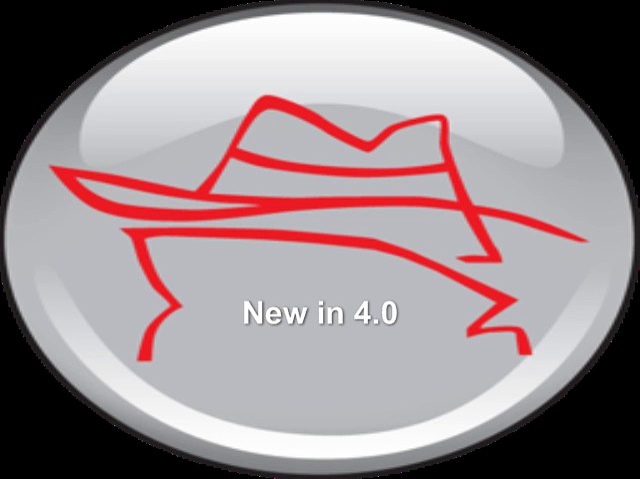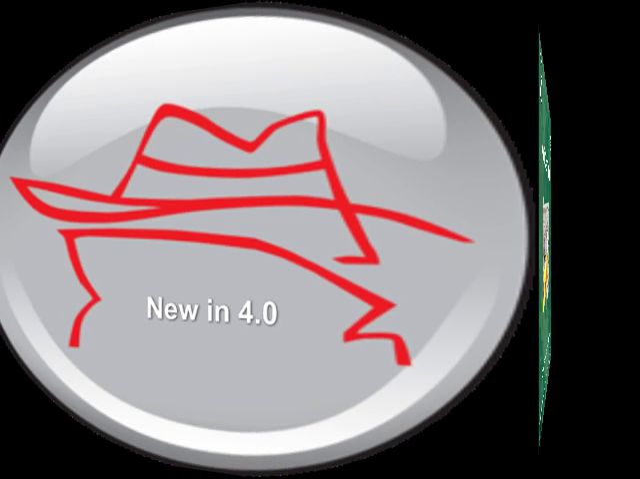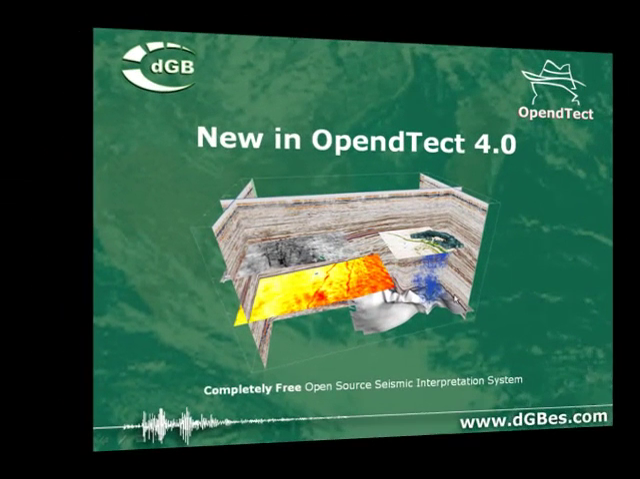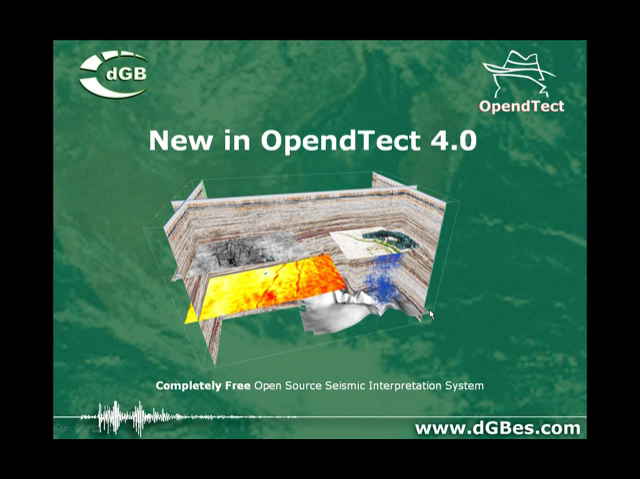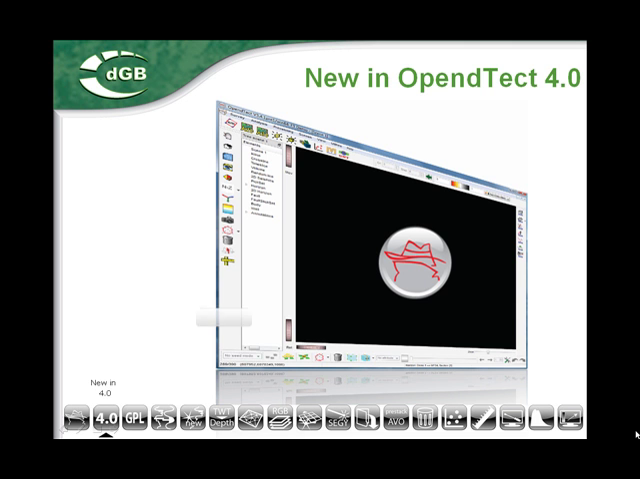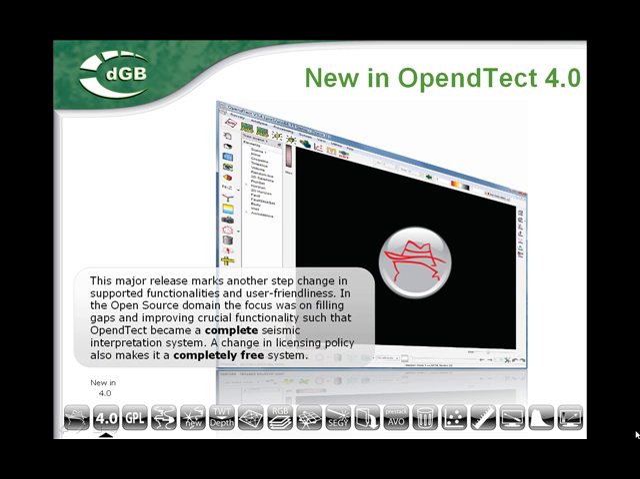In this tutorial we look at some of the highlights in OpenDetect release 4.0. As of 4.0, OpenDetect is a completely free seismic interpretation system. Complete because we have filled the last remaining gaps in a seismic interpretation workflow, and free because all of this functionality is open source and available at no cost due to a change in licensing policy.